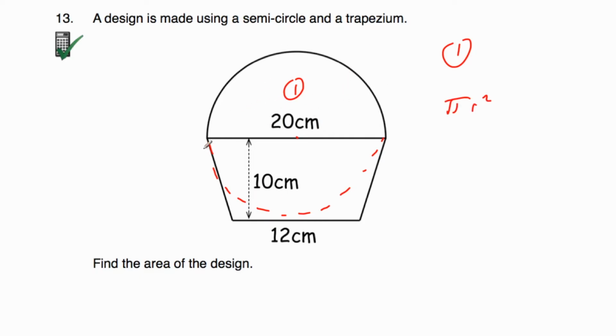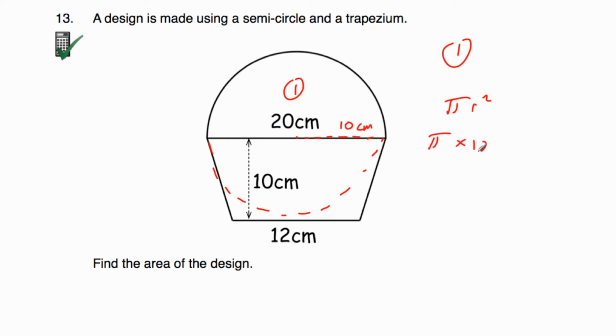So we want to find the area of this circle. We're going to use the formula pi r squared. We've got the diameter of the circle is 20 centimeters. That means that the radius of the circle is 10 centimeters. So if we do pi times 10 squared, that will give us the area of the whole circle, and then we can just half it.